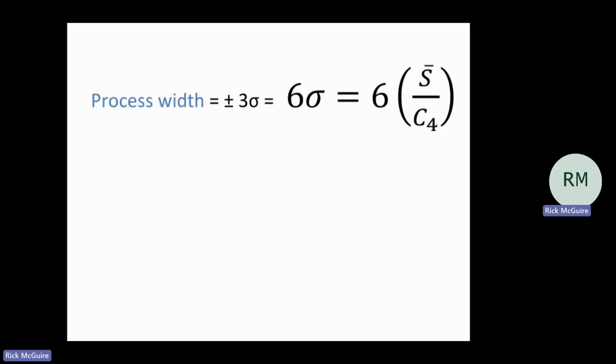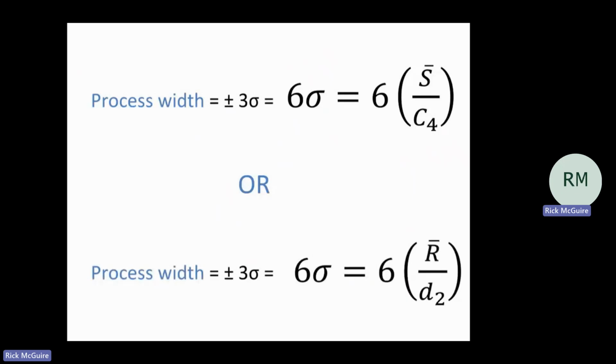Because I've calculated my standard deviation of the population as being equal to S bar divided by C4, I now have a formula that tells me what my process width is: 6 times S bar divided by C4. Or I could use the other estimate for a population standard deviation, which is R bar divided by D2. So I have 2 options here to calculate my process width. Each of them will give me a correct answer. They will be slightly different, but the difference is minimal.